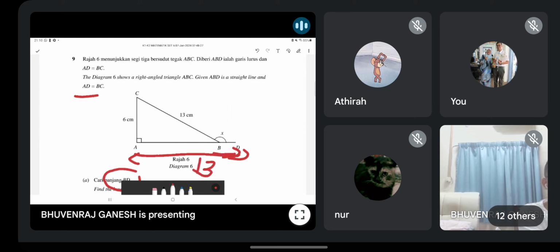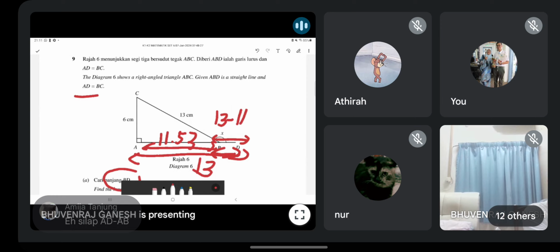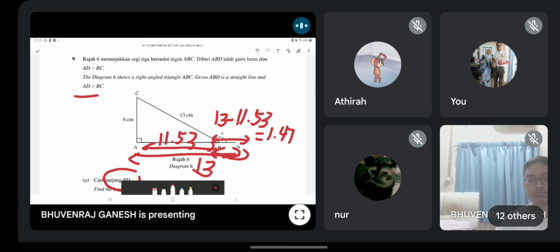So, apa panjang BD? Can you tell me? Yang lain juga boleh cuba. Rest also can do. AD minus BD, correct? So, macam mana cari AB, guys? What do we use? How do we get AB? Yes, Pythagoras. Very good. Okay, so if you count, kamu akan dapat jawapan 11.53 for AB. Maksudnya BD 13 minus 11.53. Your answer is 1.47.